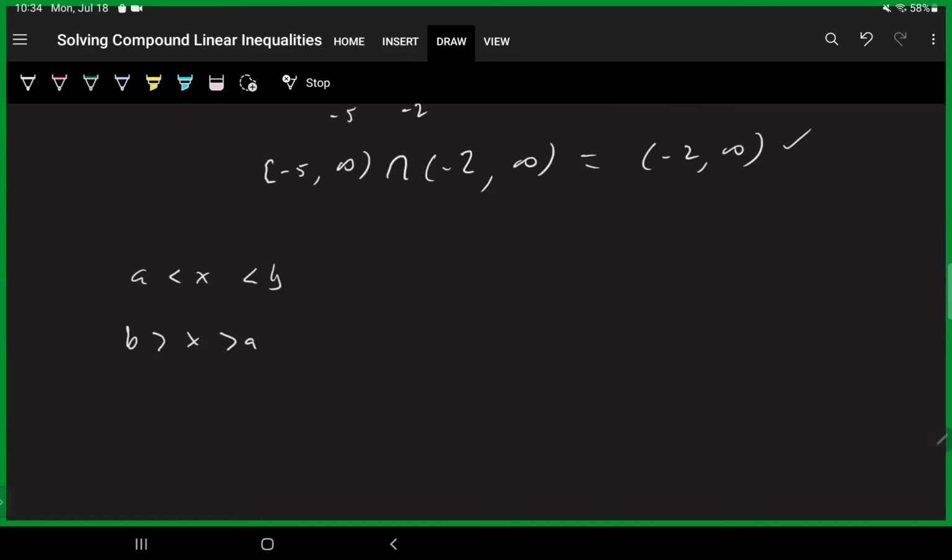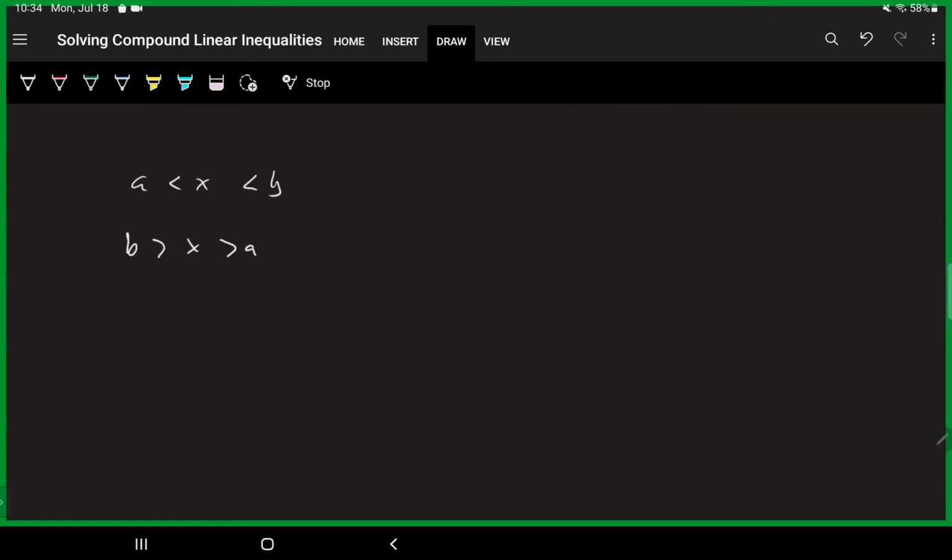So let's take a look at a third example. And let's look at -1 is less than 2 times x minus 5 is less than 7. So just to make sure, this -1 is less than 7. And my inequality symbols are making sense because they're going in the correct direction.